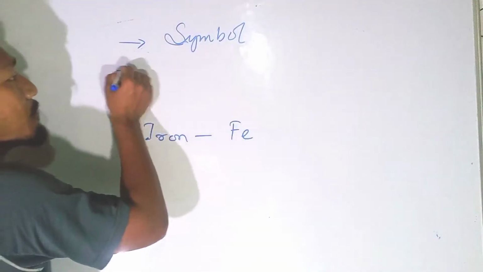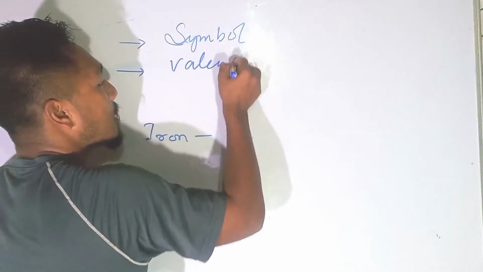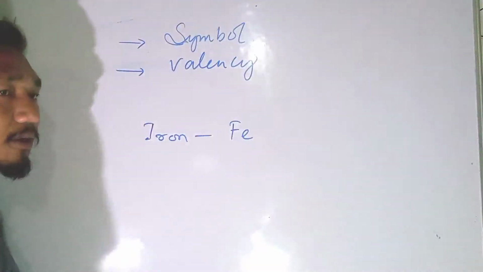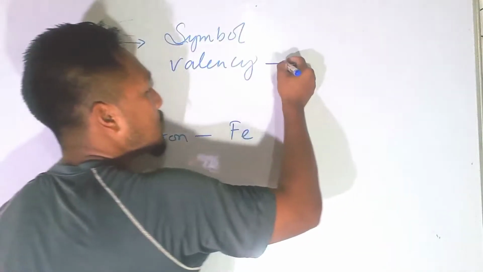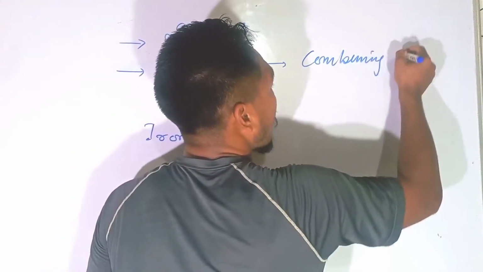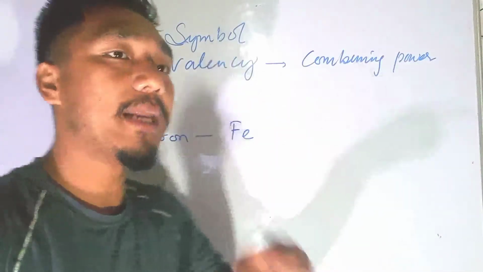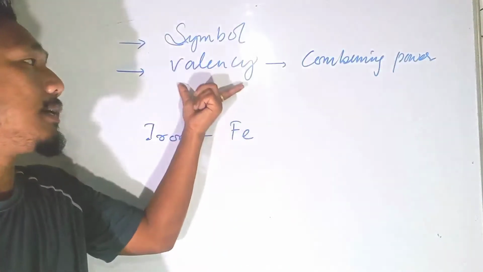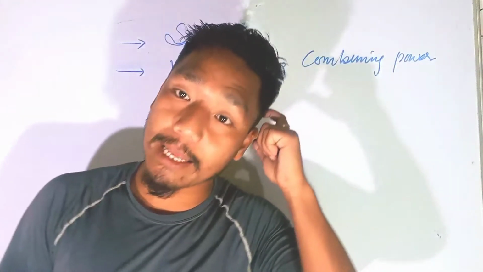And the second thing that you have to know is their valency. These are the two things. And what is that valency? Valency is known as the combining capacity, the combining power, to combine with another element. This is what we call valency, also called the combining power.